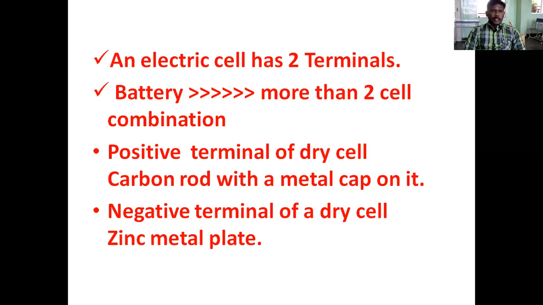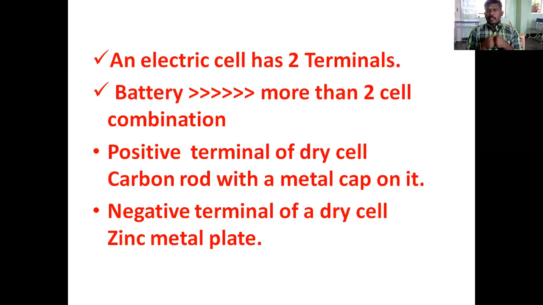The negative terminal of the cell is a zinc metal plate. Positive terminal is a rod, negative terminal is a plate. So at the bottom we have the plate, and from the plate to the upper part, it is fitted with the carbon rod, and the upper part of the carbon rod is fitted with the metal cap. So these are the positive and negative terminals. If they ask in a one mark question: a cell consists of two terminals, one is the positive terminal and the other is the negative terminal.